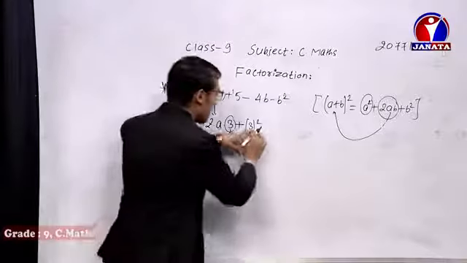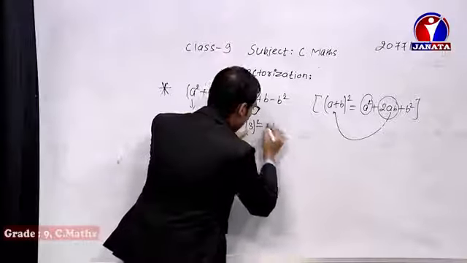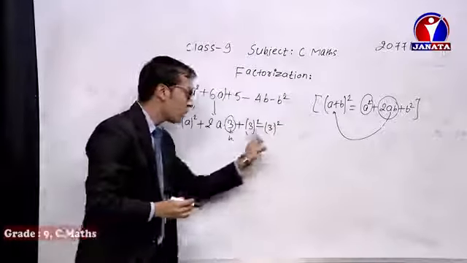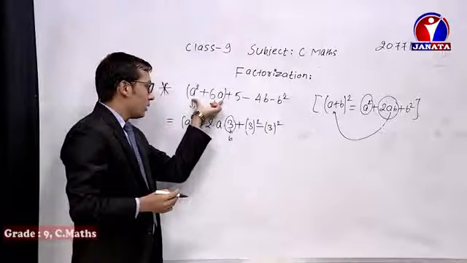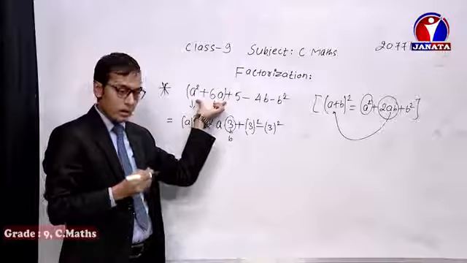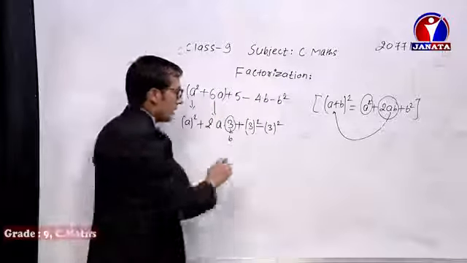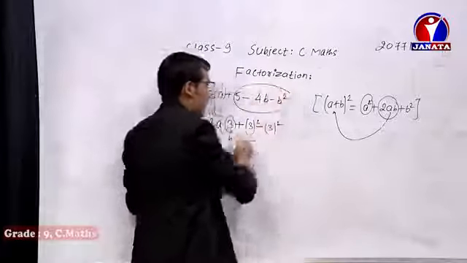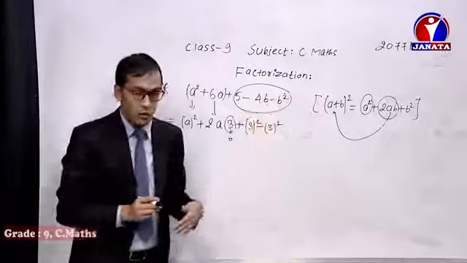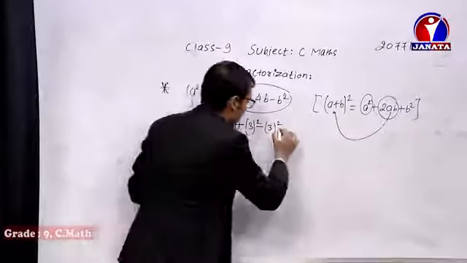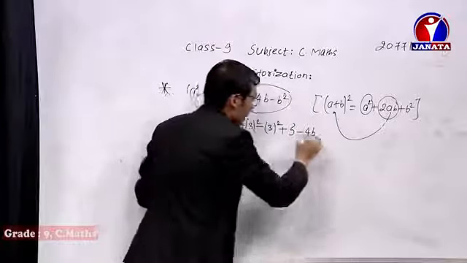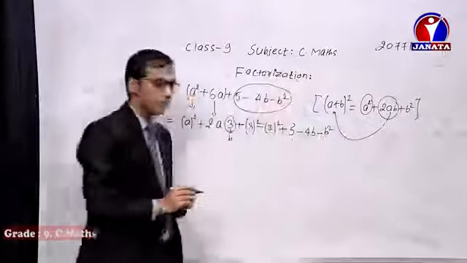So we need to cancel this term, subtracting the same term, minus 3 square. We can cancel these two terms and get the first two terms of the original expression. While doing this, we do not change these three terms. We do not change 5 minus 4b minus b square. So I am writing all these three terms the same, plus 5 minus 4b minus b square.